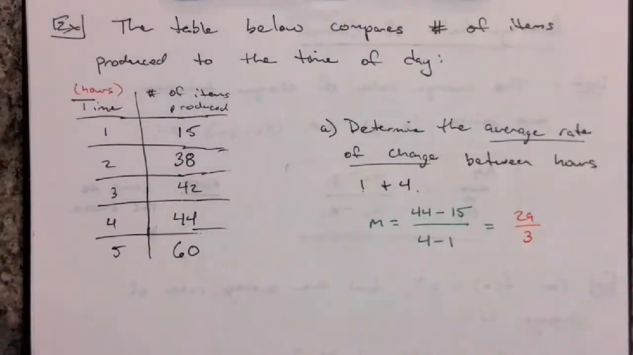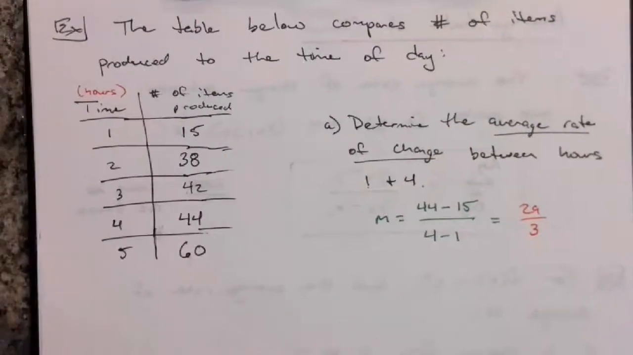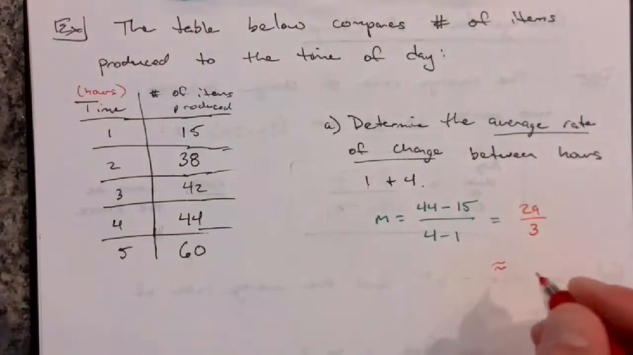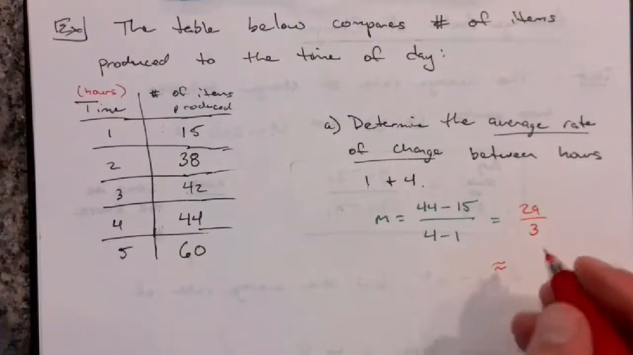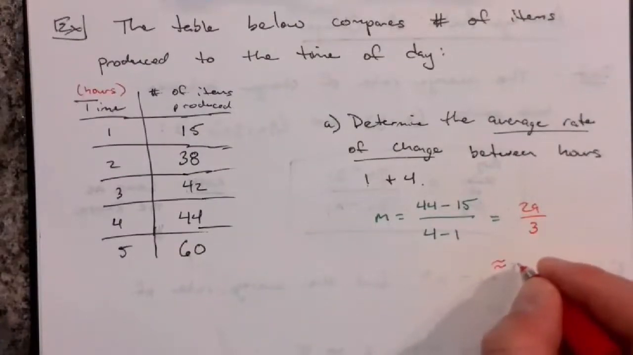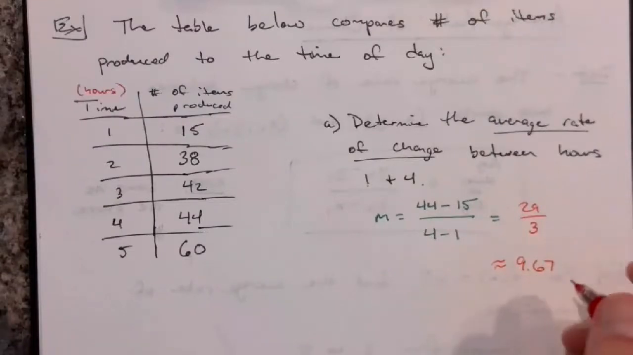And 29/3 doesn't reduce, but because we want to look at this in terms of an application, we should take a look at what 29 divided by 3 comes out to. And I get 9.6 repeating. We'll approximate it to 2 decimal places. Typically I'll tell you what I want you to approximate to on an assignment, but we'll say 2 decimal places. So 9.6 repeating makes us 9.67.